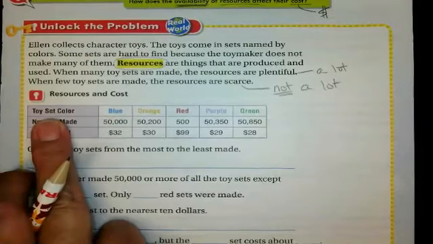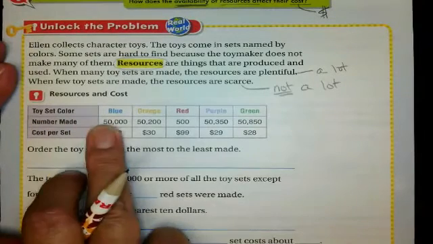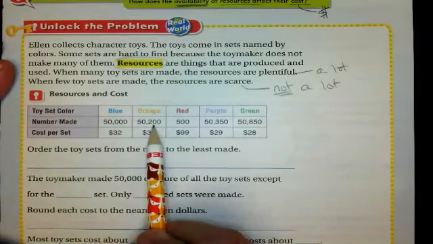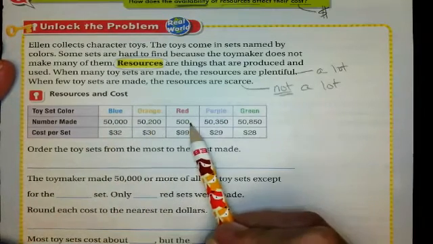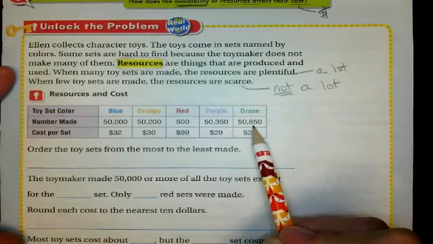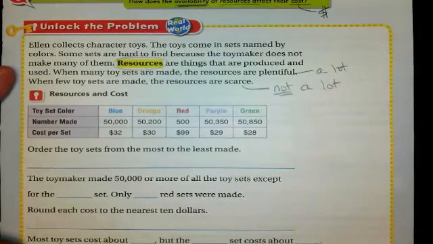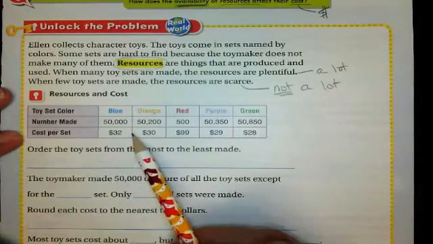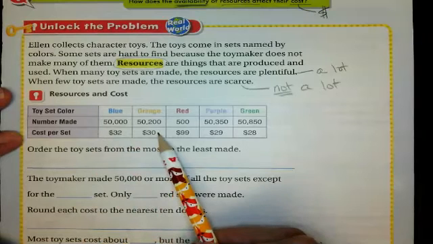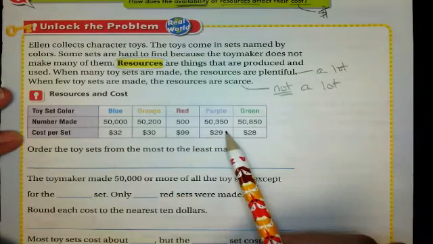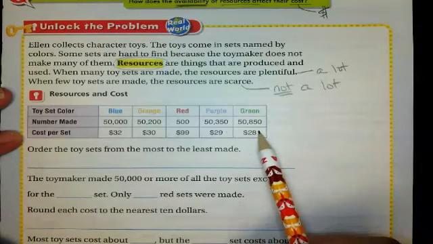Well, we have toy set colors. So there's blue, orange, red, purple, and green toy sets. The numbers made, 50,000 blue, 50,200 orange, only 500 red, 50,350 purple, and 50,850 green. Here are the costs per each set. The blue costs $32. Orange is $30. Red is $99. Purple is $29 and green is $28.